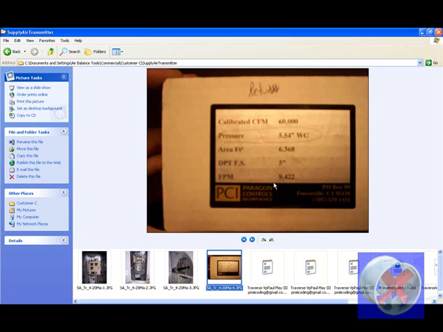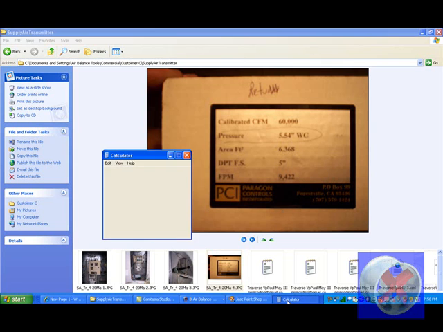The customer has another transmitter, but this one's rated at 60,000 CFM at 5.54 inches of water. This was designed originally for a fan with an inlet area of 6.368, which is equal to about a 34-inch diameter fan, and it's rated at 9,422 feet per minute. How do we do this?